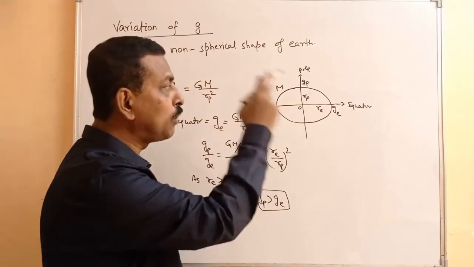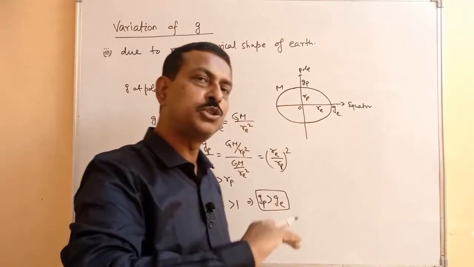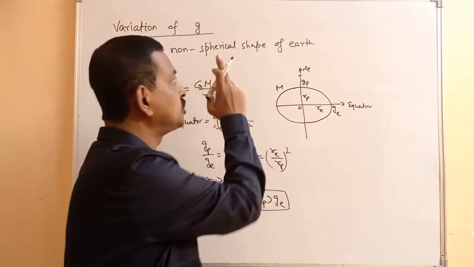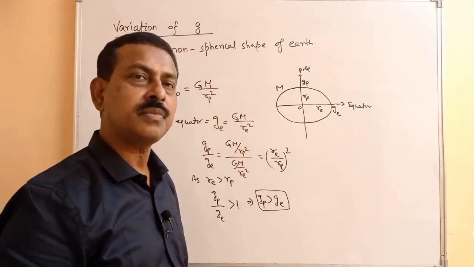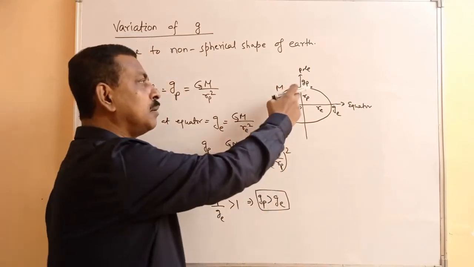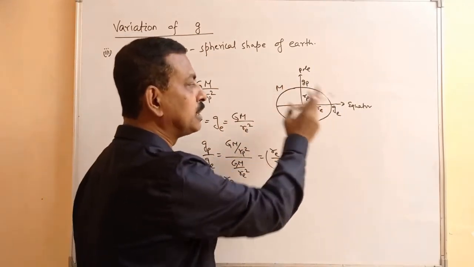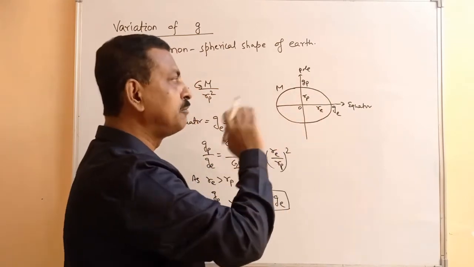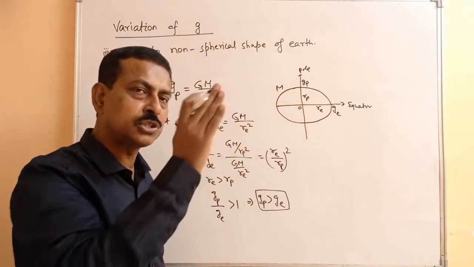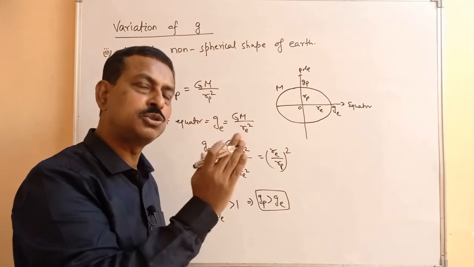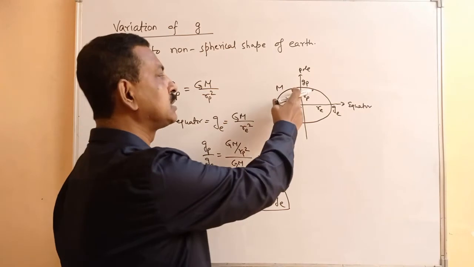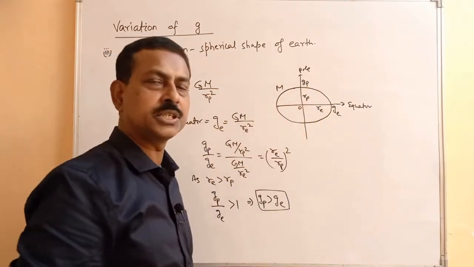But when we move on the surface of Earth from one point to another, then also it varies because of the non-spherical shape of the Earth. So the polar radius will be different from the equatorial radius, or at other points also it will be different there. Obviously, if you move on the surface of Earth, the acceleration due to gravity will be different at different points. Maximum we can notice there at the pole and equator.